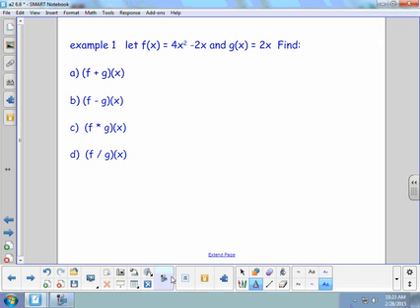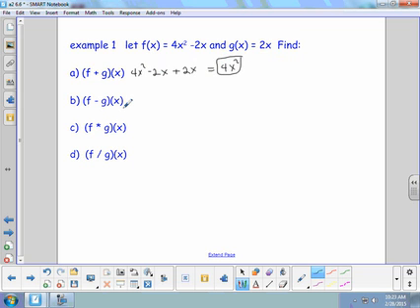So on the first one, a, I'm just going to take my f function and add my g function. So that would just be x squared minus 2x plus 2x. And what happens is it looks like those 2x's are going to cancel out, and I'm going to get just x squared.